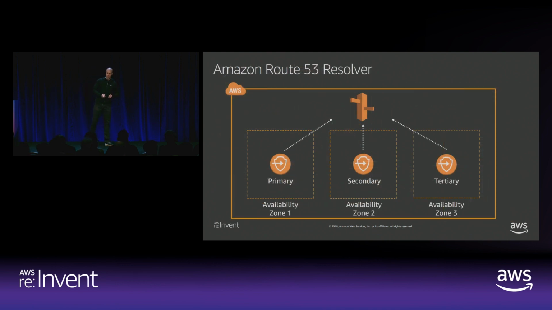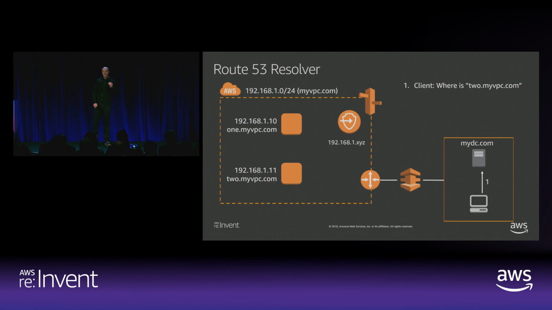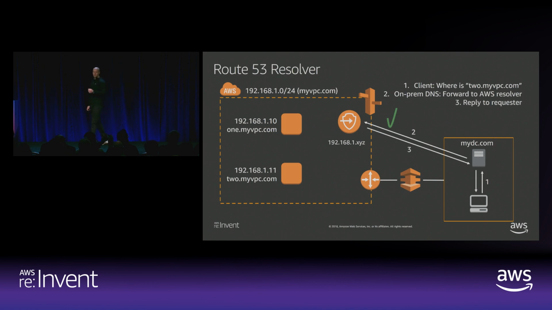With AWS Route 53 resolver service, you're able to place resolver endpoints inside your VPC that are reachable over Direct Connect. You can also place multiple endpoints in different availability zones for primary, secondary, and tertiary forwarders. Now, when an on-premise client queries its local DNS resolver for 2.myvpc.com, the on-premise DNS server can now configure conditional forwarding rules directly to Route 53 resolver endpoints. And Route 53 resolver will reply to the requester without requiring any mediator DNS forwarding instance inside the VPC.